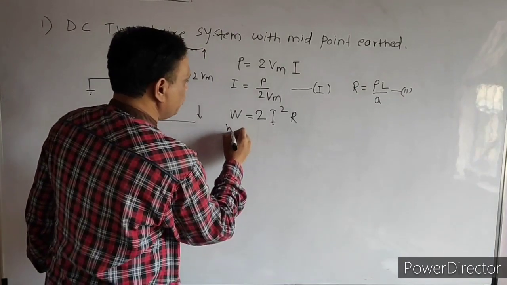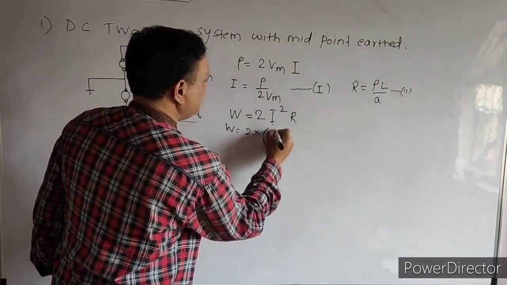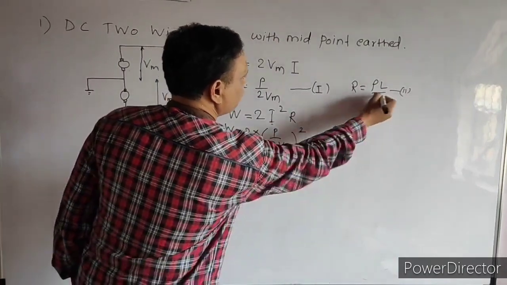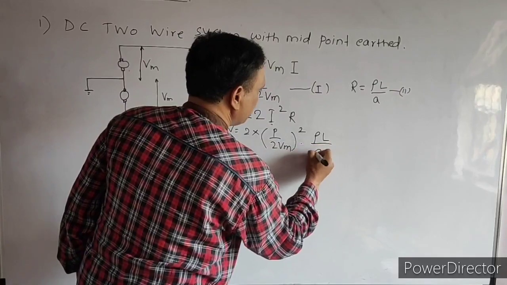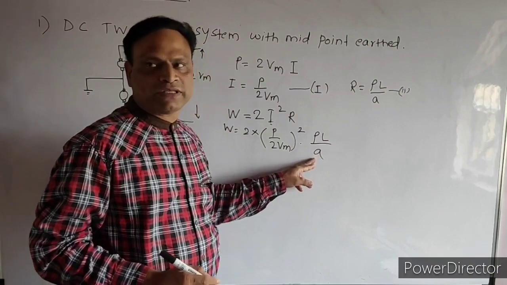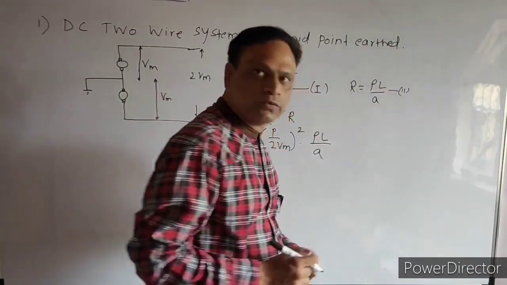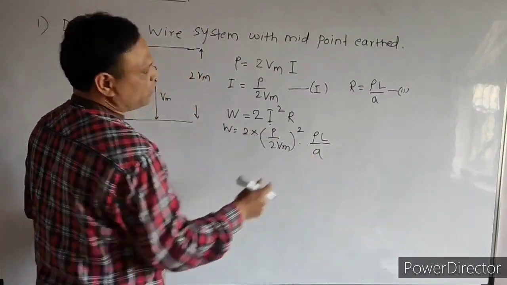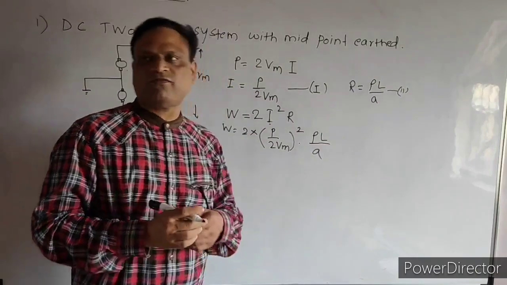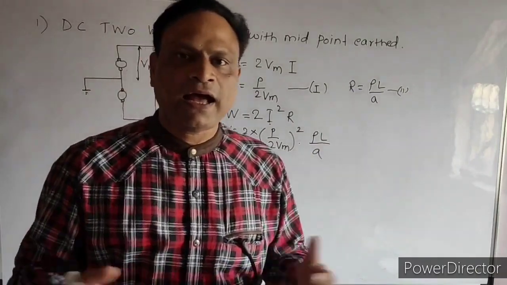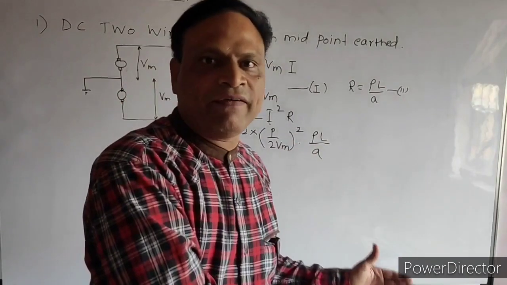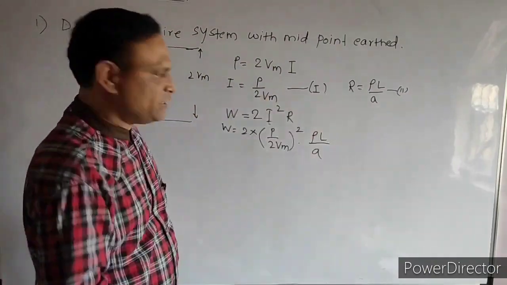Then we'll get W is equal to 2 into P upon 2 Vm, this square, and the value of R which I have obtained, that is rho L upon A. So A is the area of cross section. You have to write the meaning of the terms also. Now if I solve this expression and calculate the area, area is of much more importance for me, because if I know the area, I can calculate the volume and I can make a comparison of this equation with respect to other types of systems.